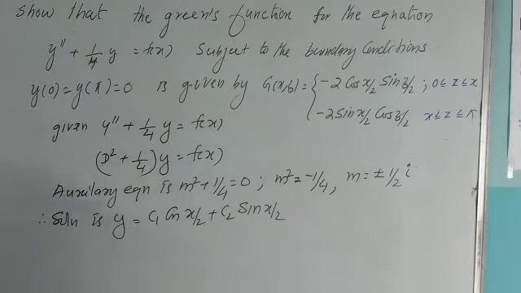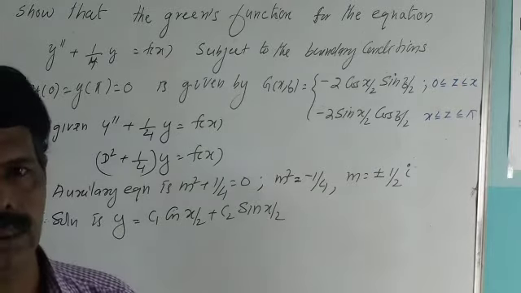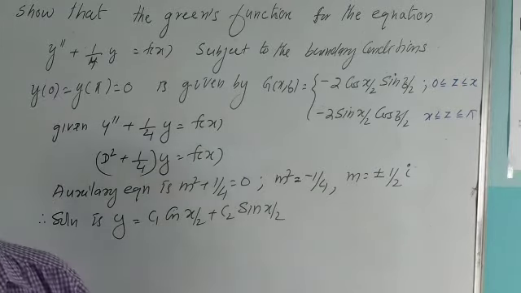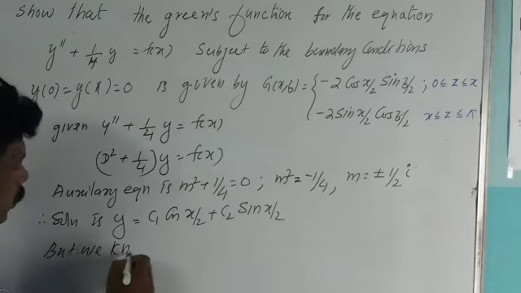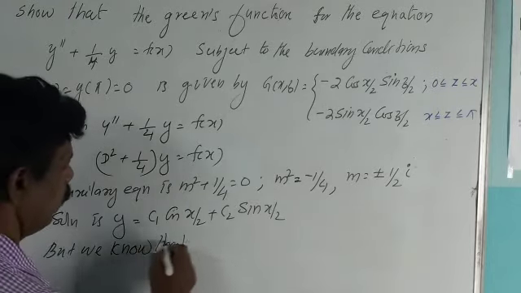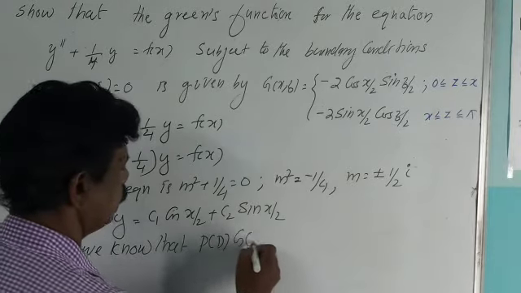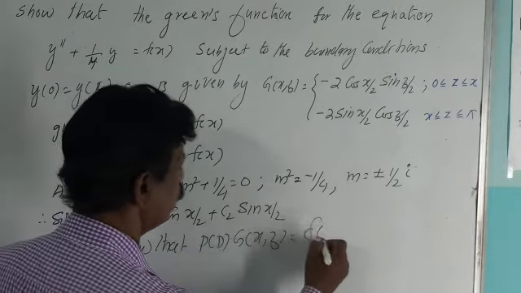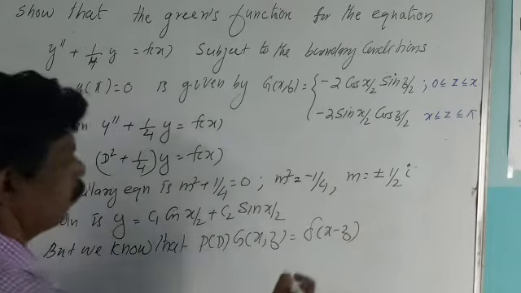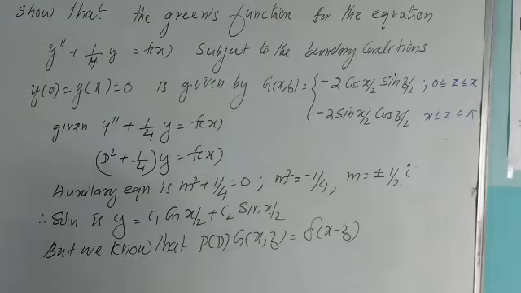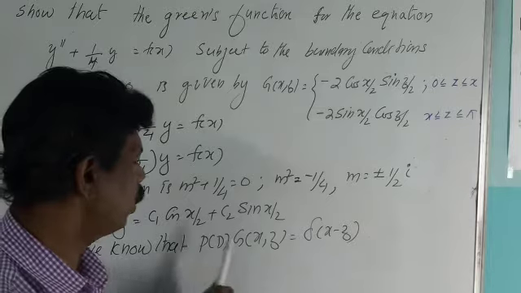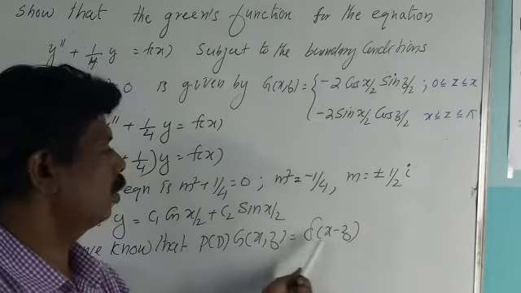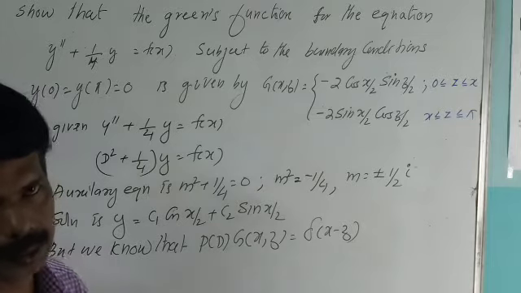See, the definition of a Green's function means that the differential operator P D of g of x is equal to delta of x minus z. But we know that P D of g of x is equal to the Dirac delta function delta of x minus z. The differential operator of Green's function g of x is the Dirac delta function delta x minus z.